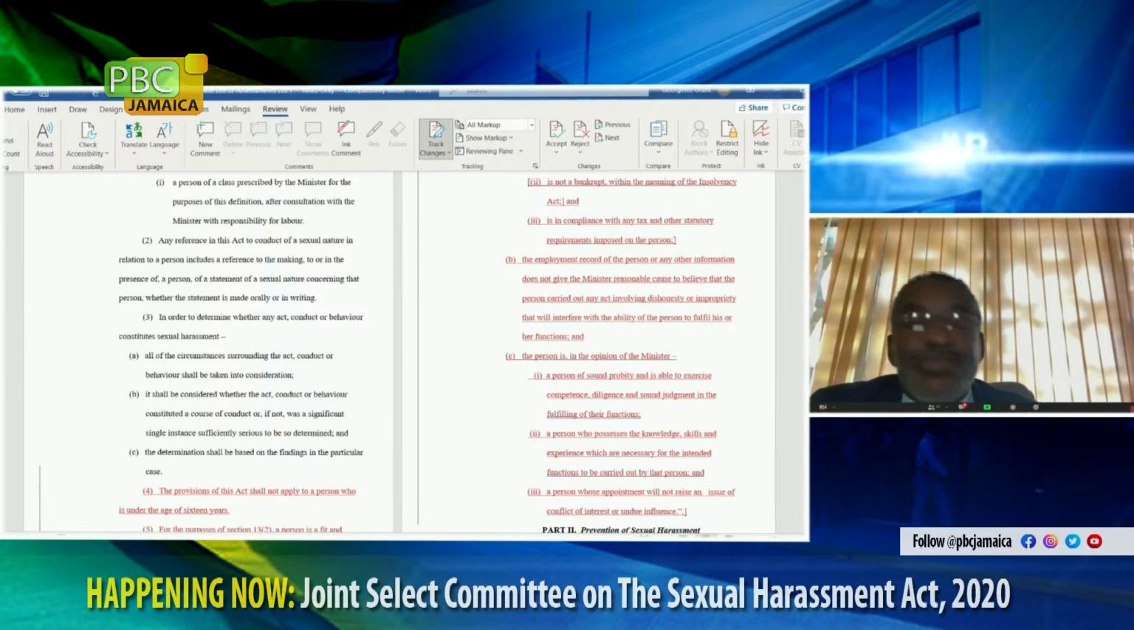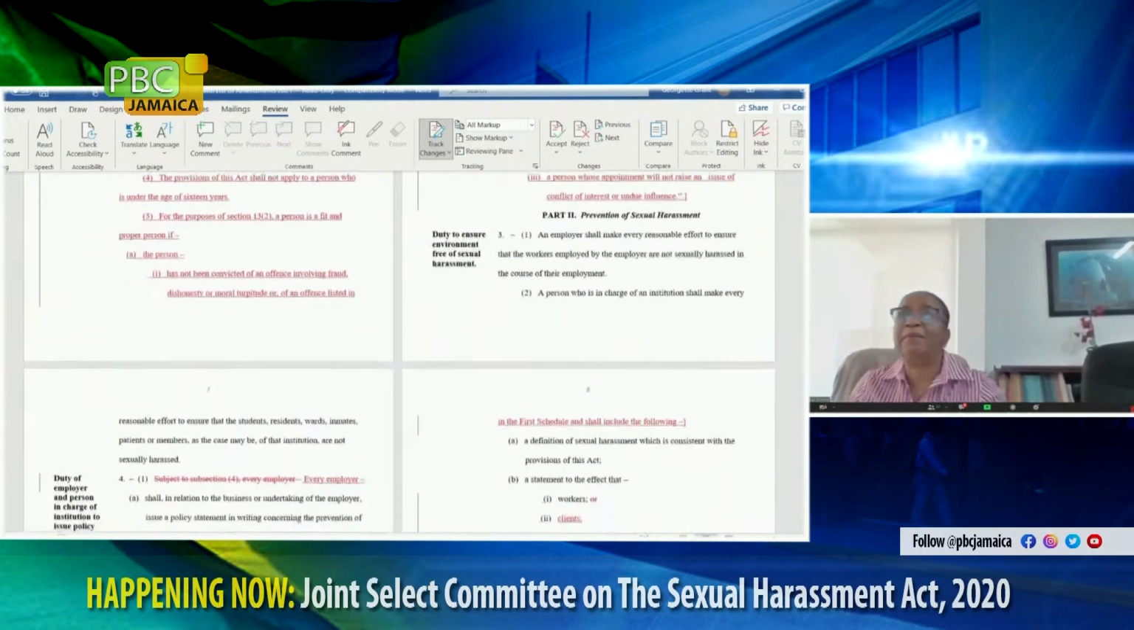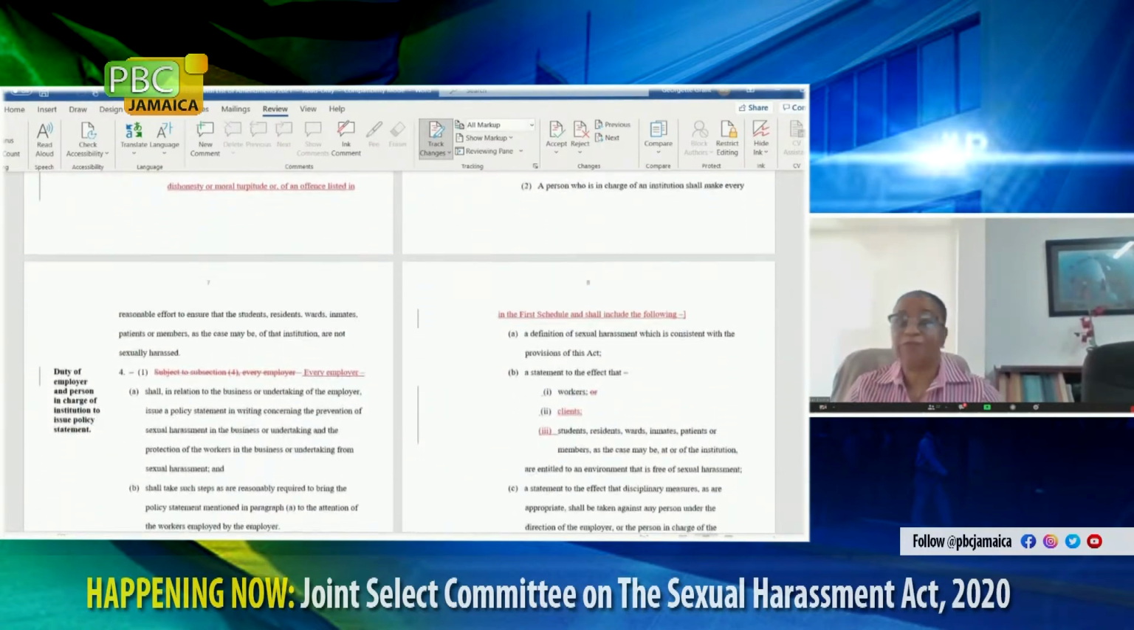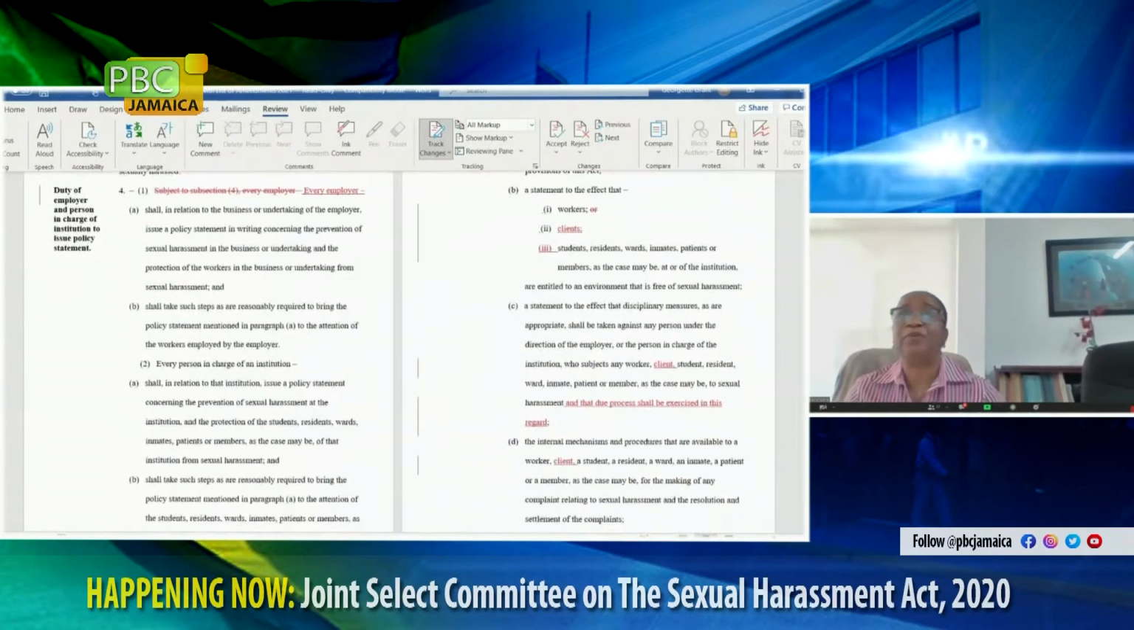So Mrs. Seeley Brown? Yes, Chair. You can move on. The next amendment was to clause 4 of the bill, Chair, where we were asked to delete the chapeau, subject to subsection 4, and it should now read every employer, and you see we have made that change. And then the next change was made in subclause 3.